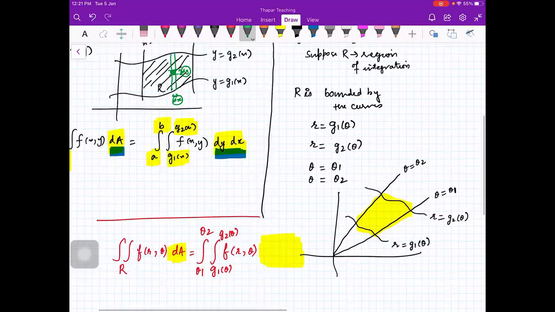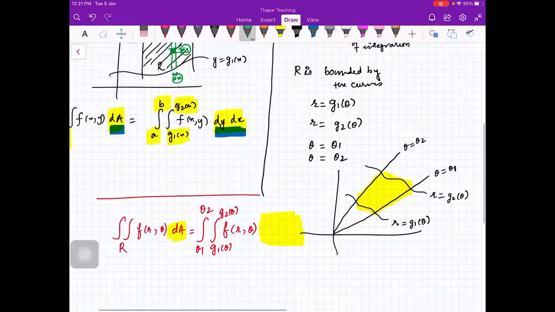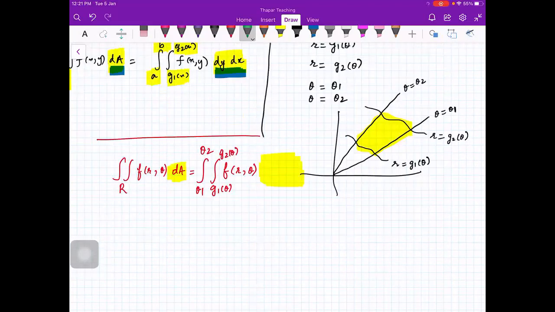Now, in case of polar coordinates, see what happens. If you try to draw a small region, you will have something like this. If this is your, say, r, and you have moved a little bit dr, this is your dr. Till this you have r, this is dr, and then you have theta here.